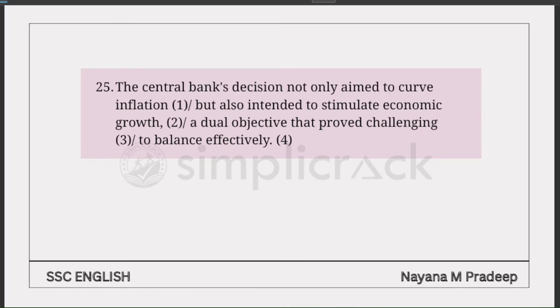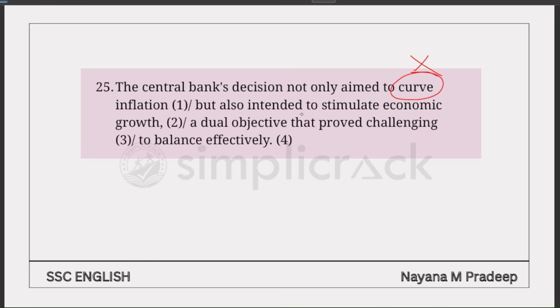Next question. The central bank's decision not only aimed to curb inflation but also intended to stimulate economic growth, a dual objective that proved challenging to balance effectively. What is the error here? Let me tell you, here the error is not in the use of grammar. It is in the use of the word curve. The use of the word curve is wrong.